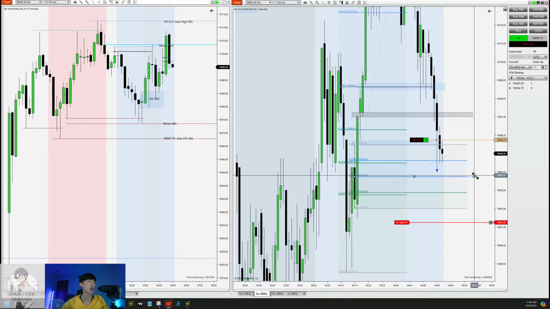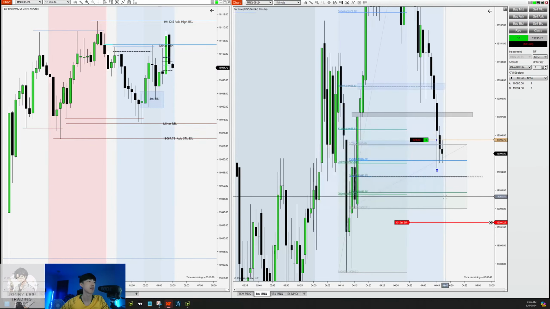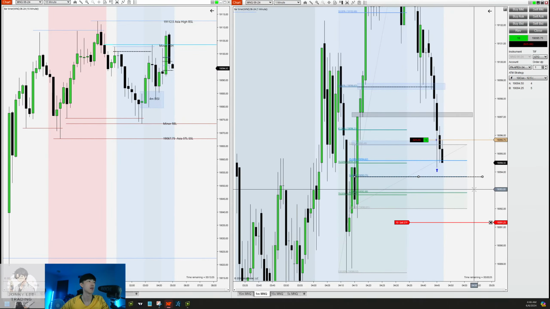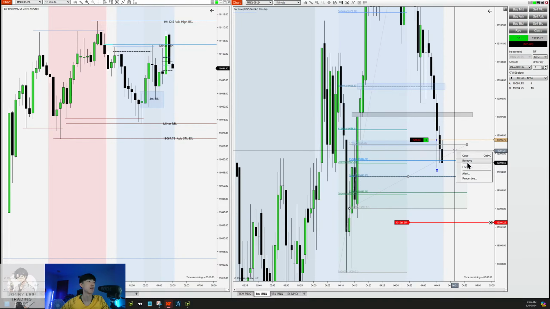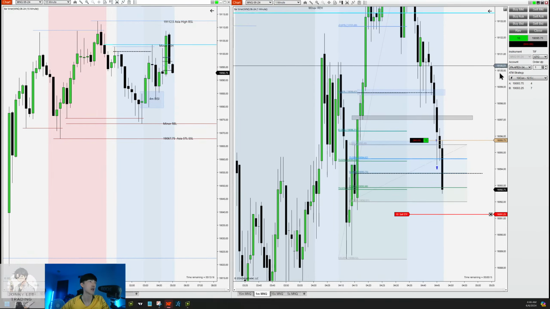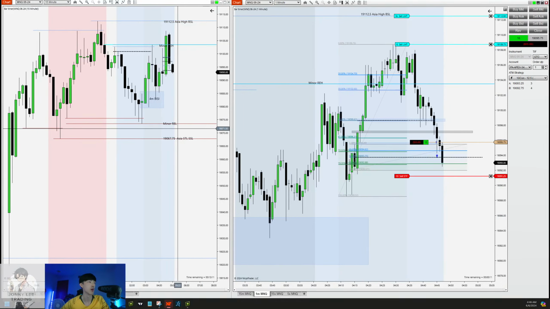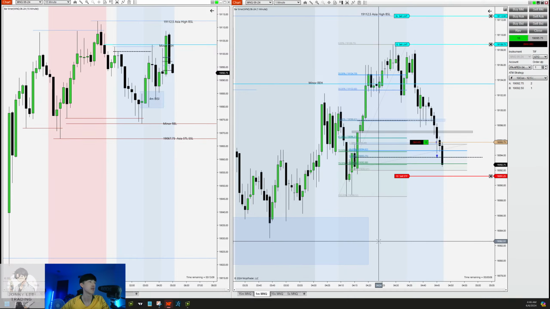What is wearisome is that we are not seeing an immediate response higher. So if we close below this, then we're in for a pretty heavy drop down into sell side liquidity. So we are going to probably end up taking a loss on this, and we will then look to minor relative equal lows to be taken out next. Okay?